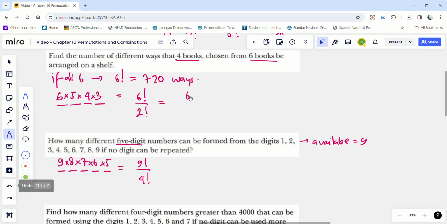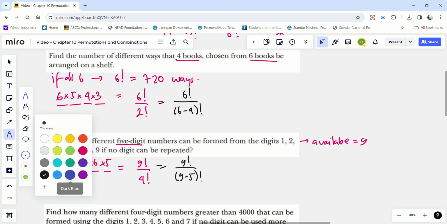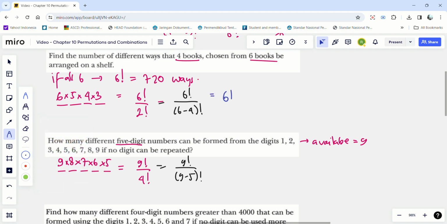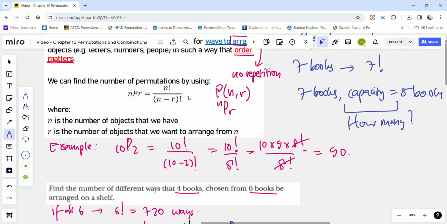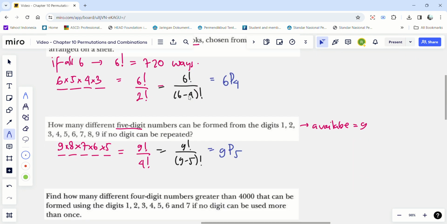Then you can also write this as 6 factorial over (6 minus 4) factorial, and this one 9 factorial over (9 minus 5) factorial, which is correct. If you remember that, it means this is basically 6P4. This is basically 9P5.